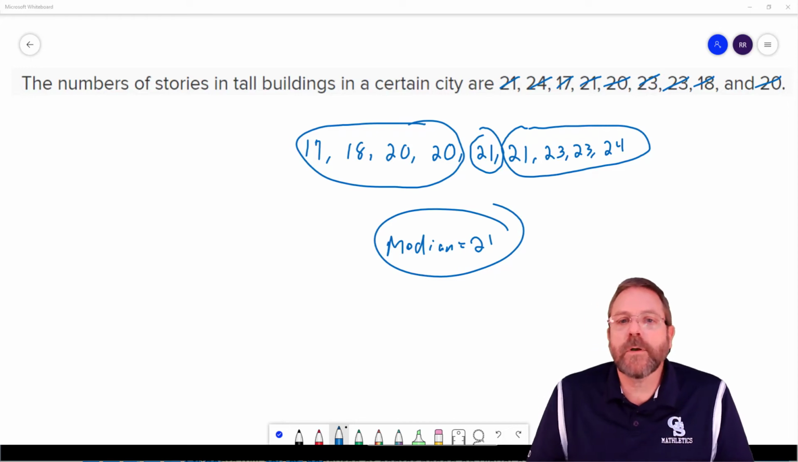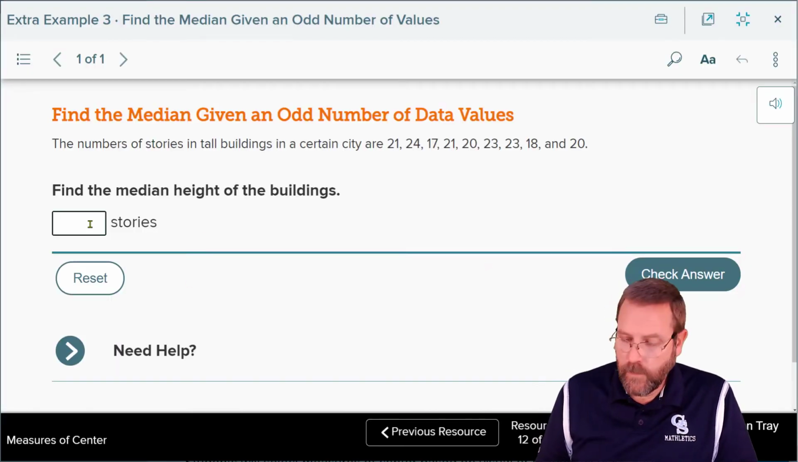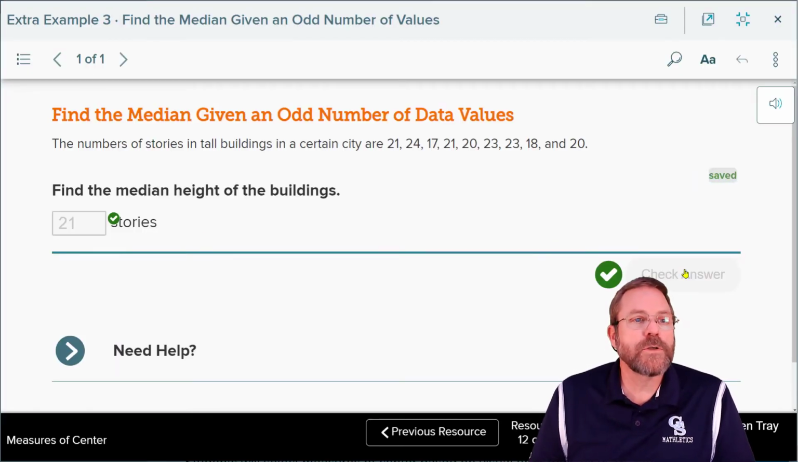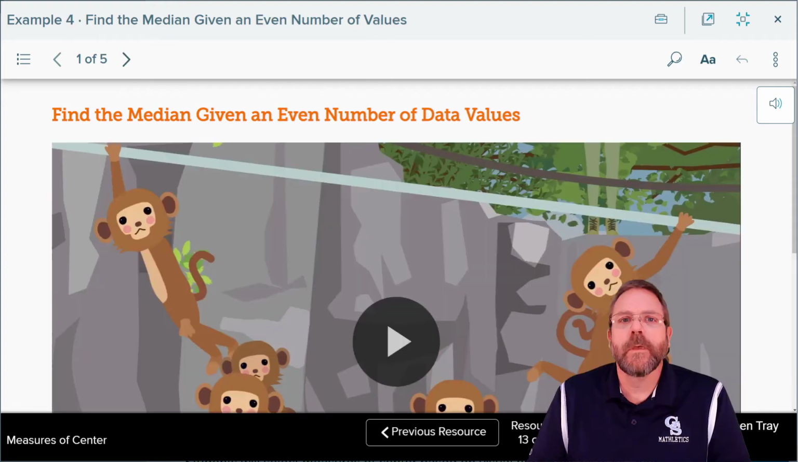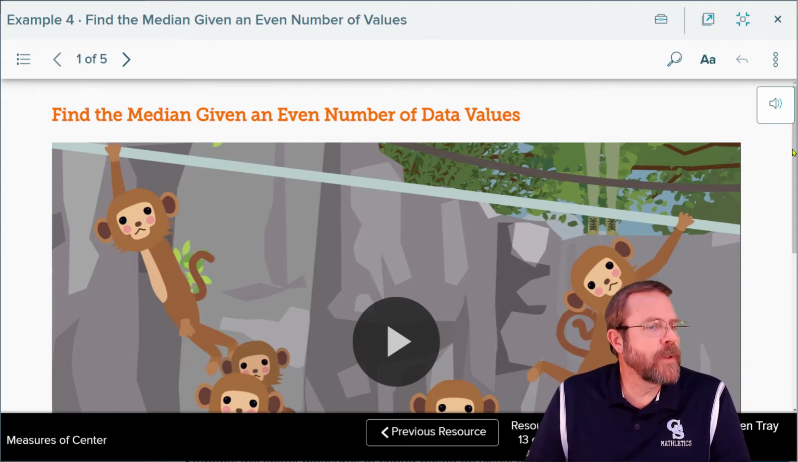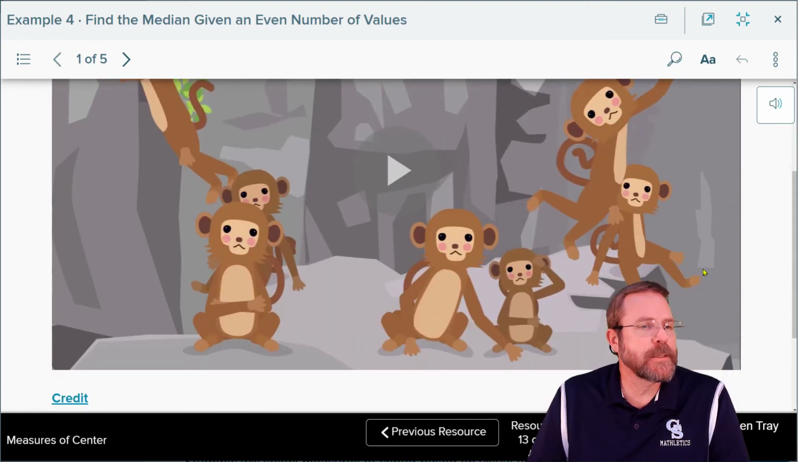Jump back over to our textbook page, and when we do, we're going to put in that 21, check it, we get a happy sound. Everything is just rosy here, isn't it? But what if they gave us a data set that had an even number of data values? Well, let's take a look at this video with monkeys in it and see what they have to say.